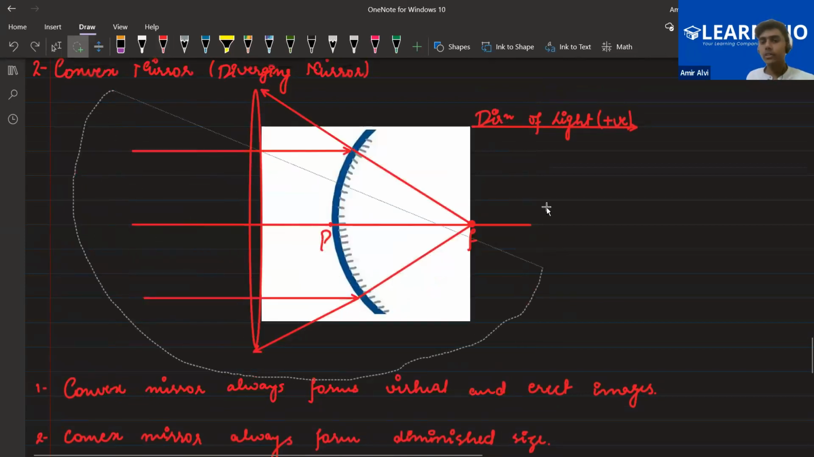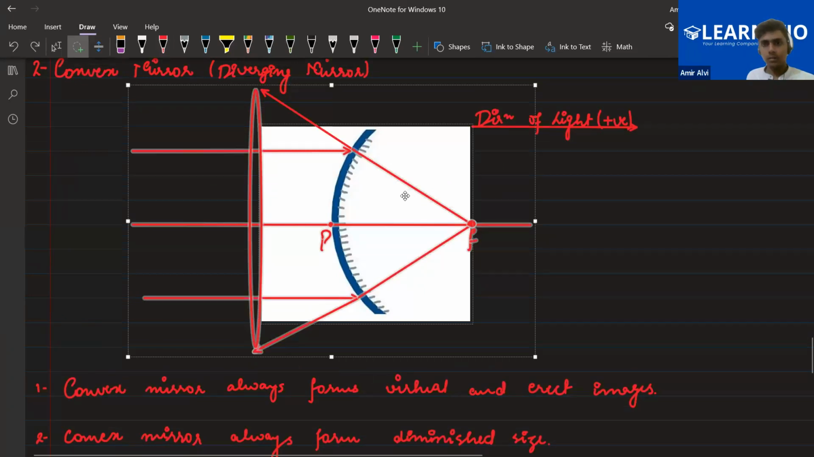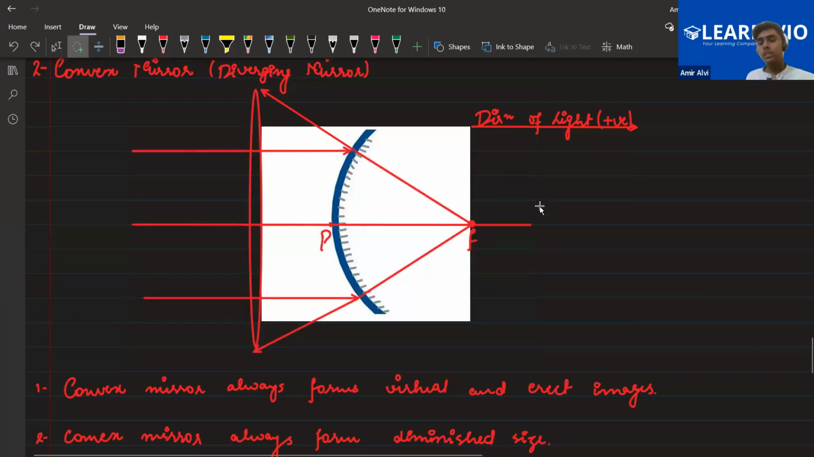Sir, what is the meaning of infinity here? I didn't understand it. Infinity means the object is placed very far from the mirror. We don't mean infinite like space. Mirrors in this case are very small, so we assume that infinity means the object is placed 1 meter away. If the mirror has a focal length of 15 centimeter and the object is placed 1 meter away, which is 100 centimeter, that is a very great number. So that's why we can assume that the object is at infinity.